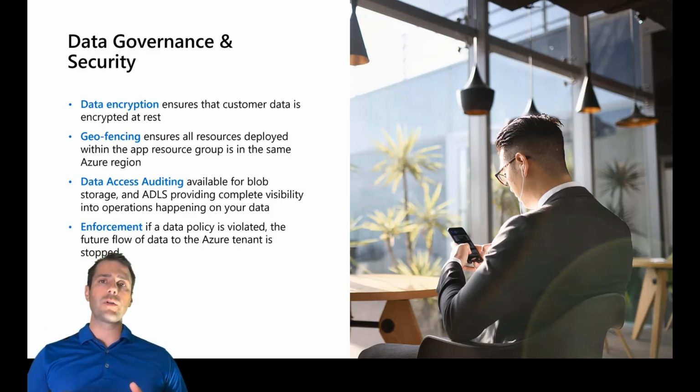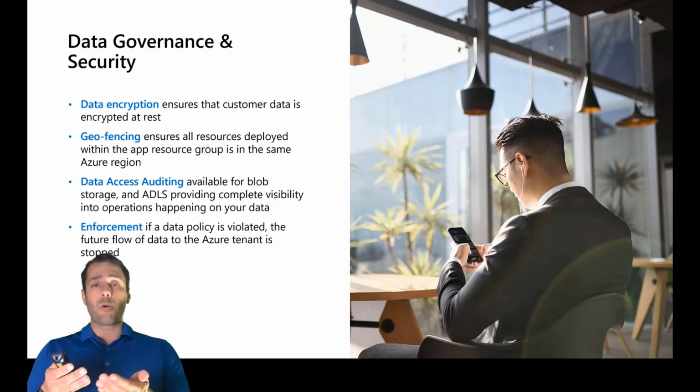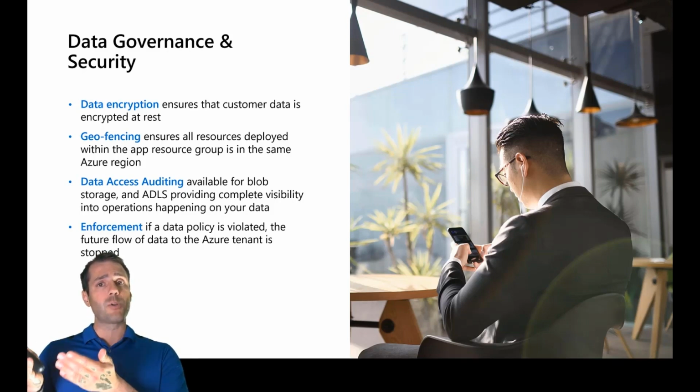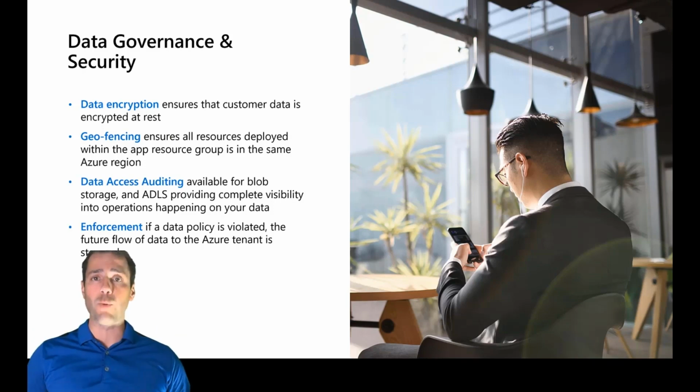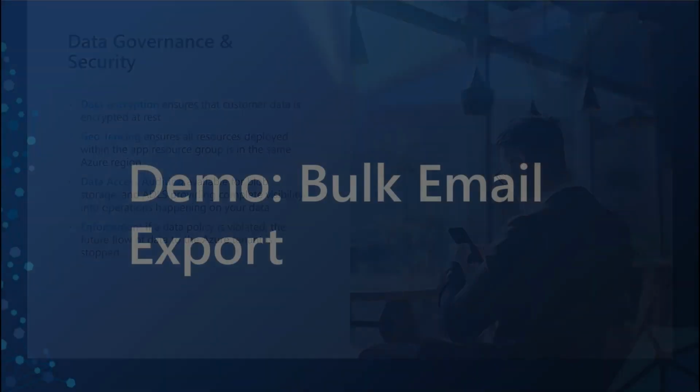And then enforcement. You can define your data policies, and if it's detected that one of your policies has been violated, essentially the Privileged Access Management request will automatically be revoked and the pipeline will be prevented from doing any additional export of the data. Let's now dive into the demos.